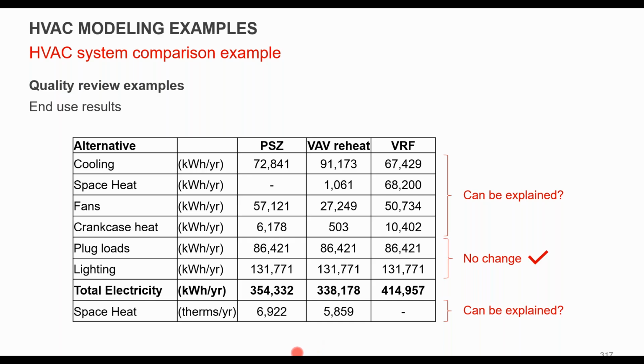So in this case, everything is being normalized on the electric side, all under kilowatt hours, and your heating is all being calculated as therms. So, looking at the package single zone, you're 354,000. The VAV is a little bit lower than that, and your VRF is a little bit higher. And one thing you might want to do is just look through at your cooling and heating and, say, your fans, and understand whether it can be explained why you have a difference in cooling energy. Why is your package single zone and your VRF so much more efficient than the larger VAV system?